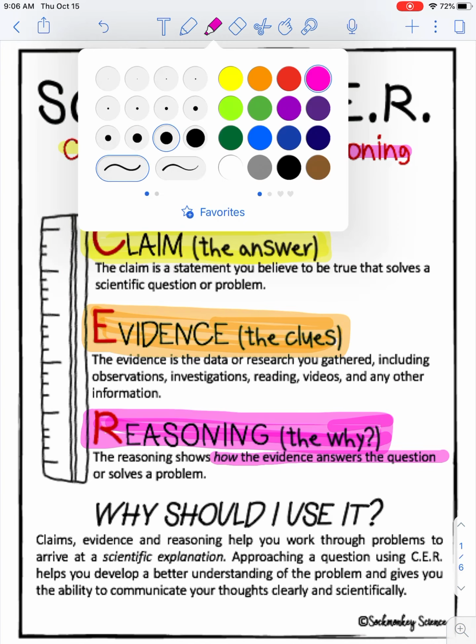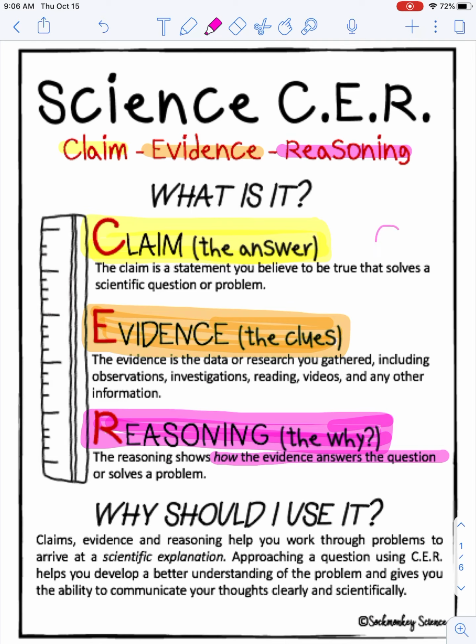So if we think about CER, you can think about it like a snowman. The claim is just a short little sentence, okay? It's not going to be very long. The evidence, you're going to need more of that, but then the longest part of your CER will definitely be the reasoning, is you connecting it to science. So you have the claim, just a little bit. You have the evidence, a little bit more. You need to find your facts and your information from any lab or any diagrams, and then your reasoning will be the most. That is where you're connecting to science.